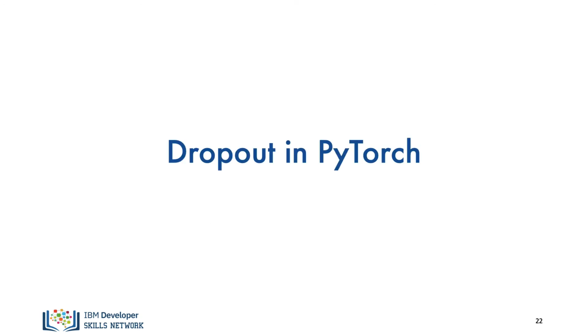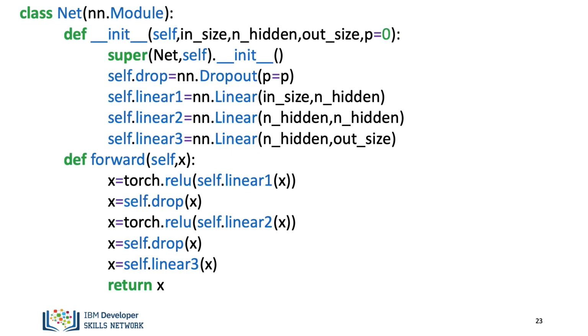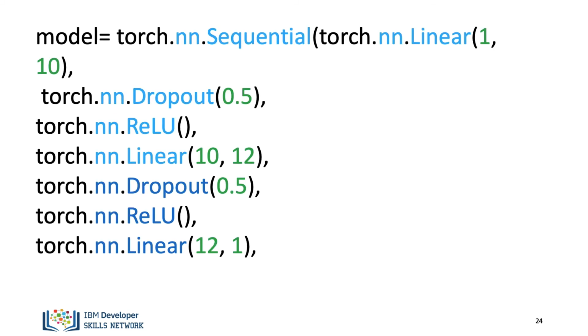Let's see how to implement dropout in PyTorch. Here we create our neural network model implementing the dropout method. We set a parameter p in the constructor that represents the probability. We create a dropout object. The parameter p is the probability of turning off a neuron. We apply the dropout method to the first hidden layer. We then apply the dropout method to the second hidden layer. Here we implement the dropout method for nn.Sequential.